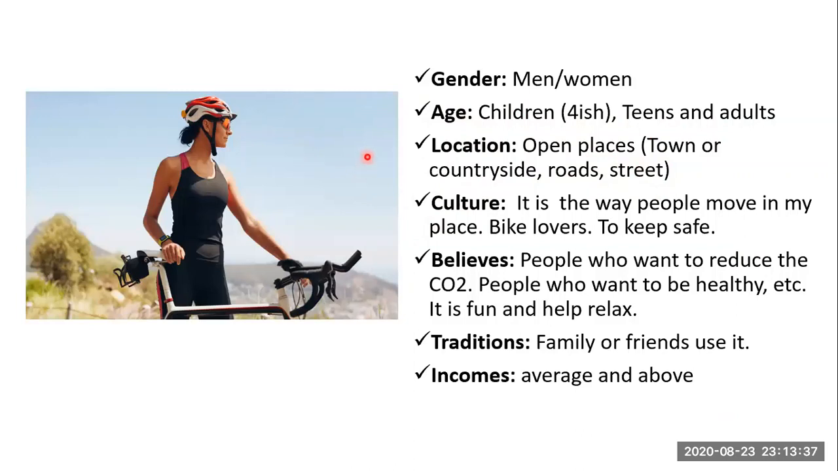Culture, what kind of culture should the market have? It is the way people move in my place, maybe. Bike lovers, to keep safe, as sports. So people who use a bike, basically. Okay, people who use a bike, that's it, for any of these reasons or others. Like now that we were having the COVID situation and the town was locked down and you couldn't use your car, probably it was a good opportunity to start using your bike around the town.